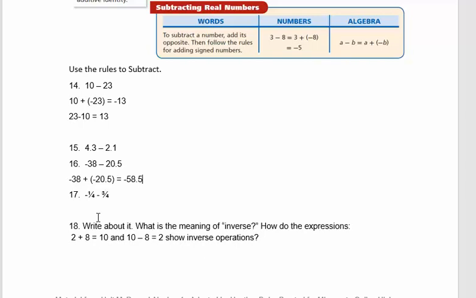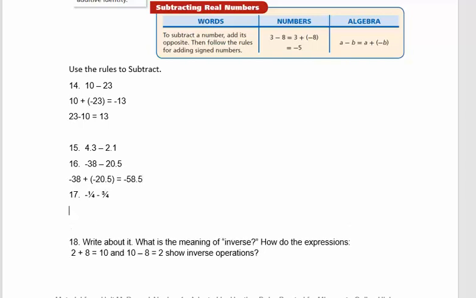Now in 17, it's fractions, but that's okay. Fractions are just numbers like any other number. We keep this first one the same, just like always. And then we change the subtracting to adding. The opposite of 3/4 would be negative 3/4.